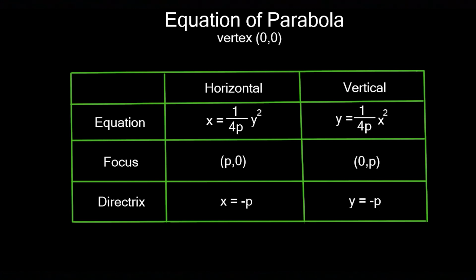Now, your focus is going to be a distance from your vertex. And your directrix is also going to be a distance from your vertex. The distance of the focus and the directrix is going to be the exact same distance when compared to the vertex, so they are equidistant from the vertex. And this will make more sense as we go. But again, you can refer back to this table so you understand all the key features of a parabola.